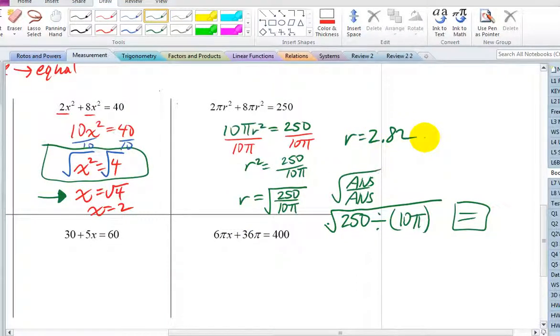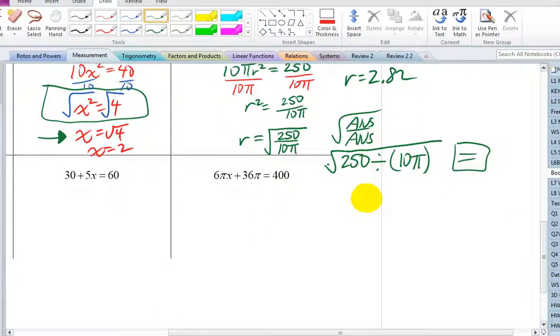Now you have to be careful. You don't want your calculator to do this: square root of 250, divided by 10 times pi. Okay, you don't want that. So everyone try this on their calculator right now. What'd you get?